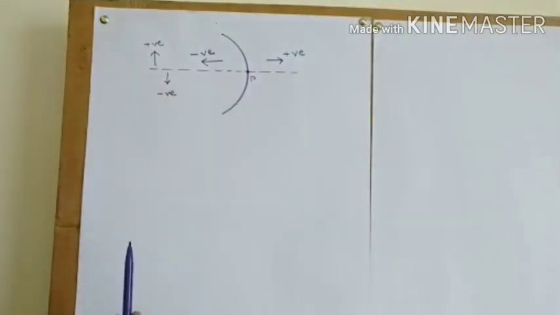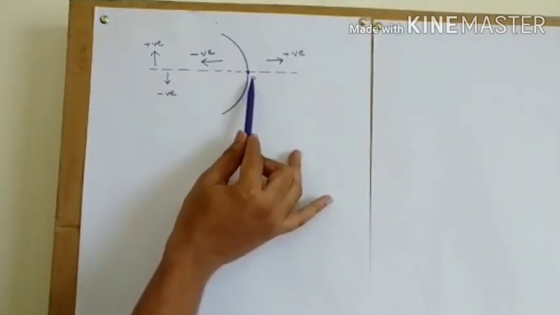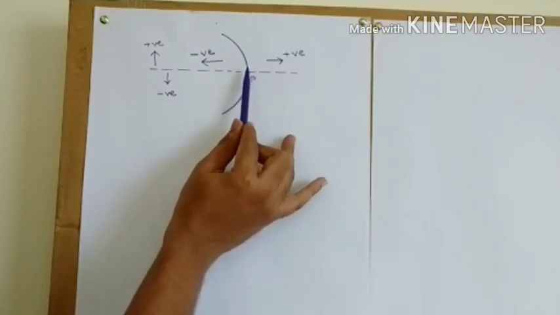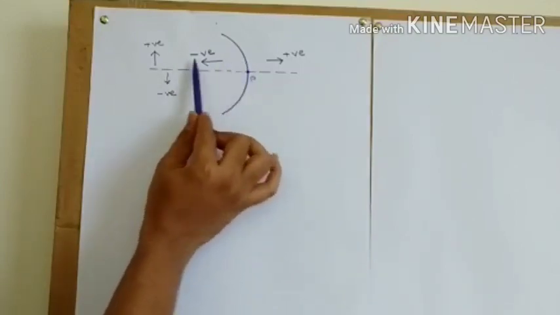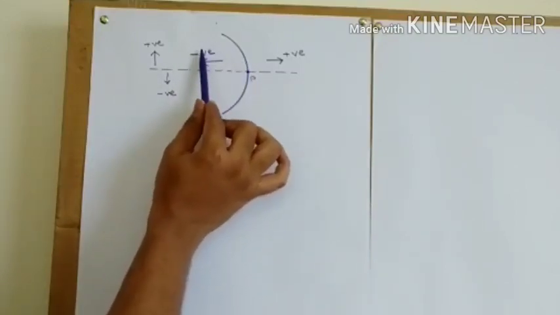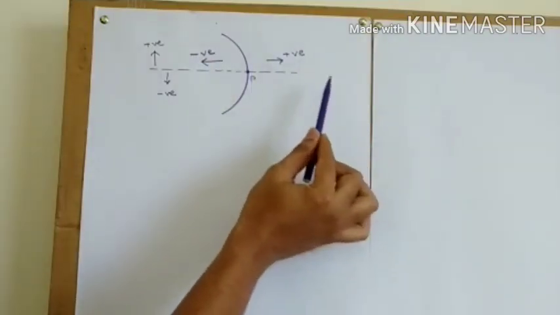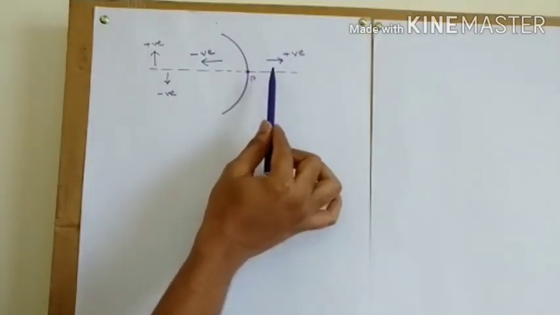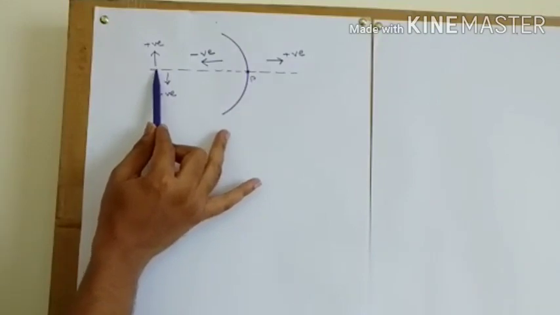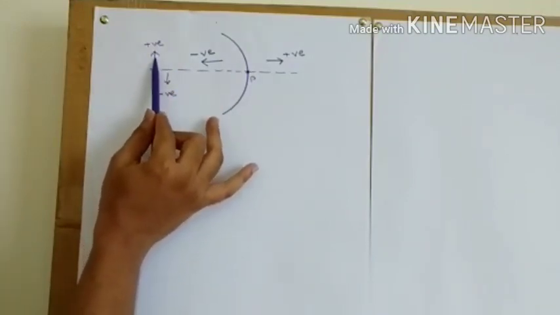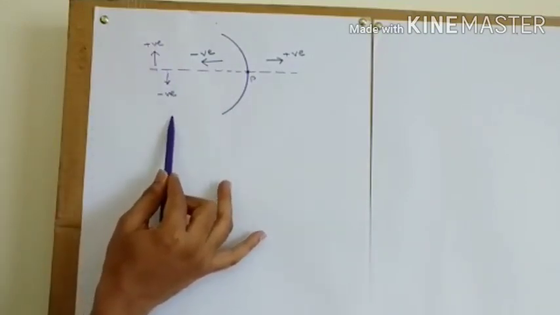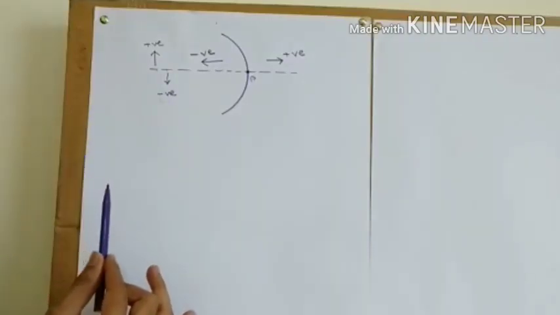For now, we just want to understand the concept. So as I said, the pole will be the origin. Distances towards the left of the pole are considered negative. Distances right of the pole are considered positive. Then distances above the principal axis are considered positive. Distances below the principal axis are considered negative.